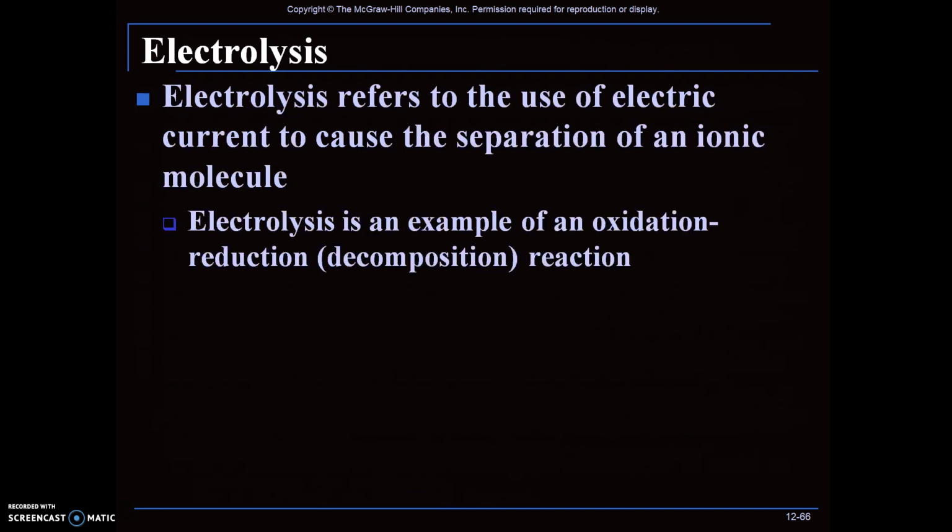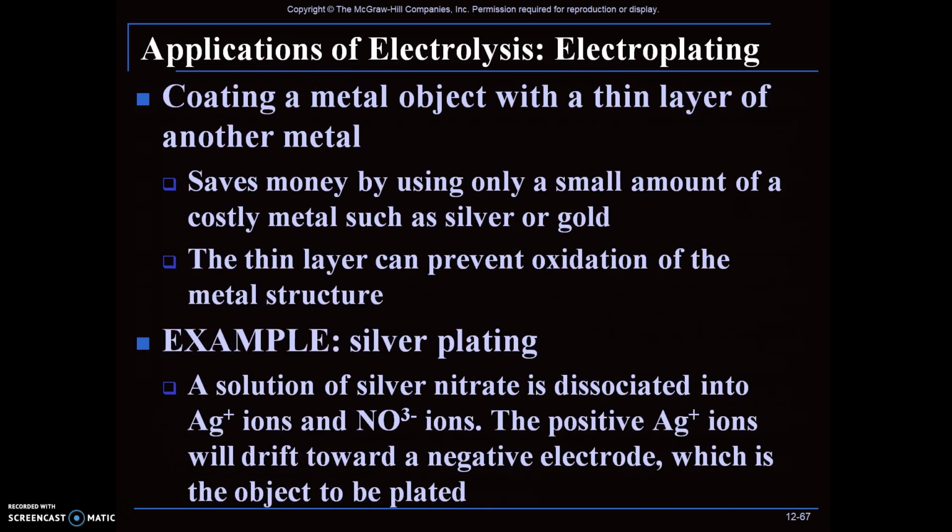Electrolysis refers to the use of electric current to cause the separation of an ionic molecule. Electrolysis is an example of an oxidation-reduction reaction. Some of the applications of electrolysis is electroplating, coating a metal object with a thin layer of another metal. It saves money by using only a small amount of costly metals such as silver or gold. A thin layer can prevent oxidation of the metal structure.